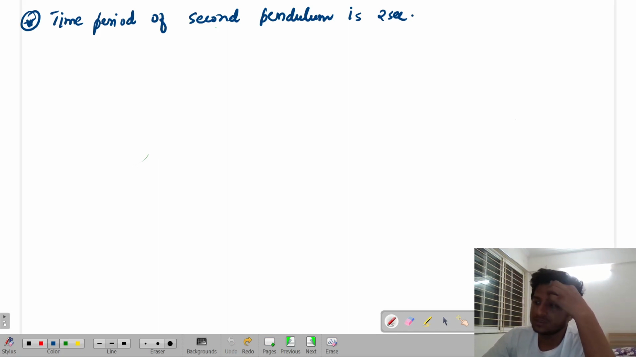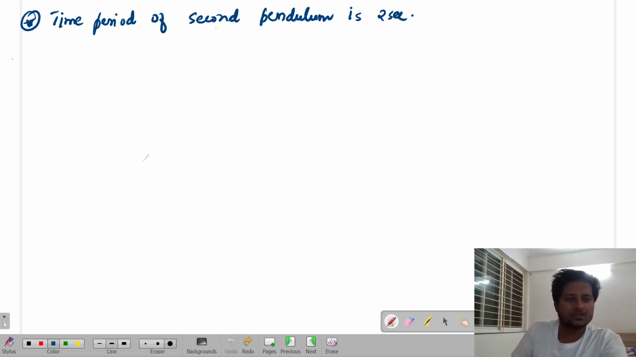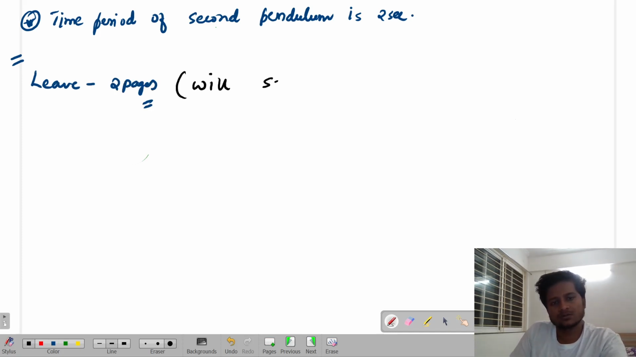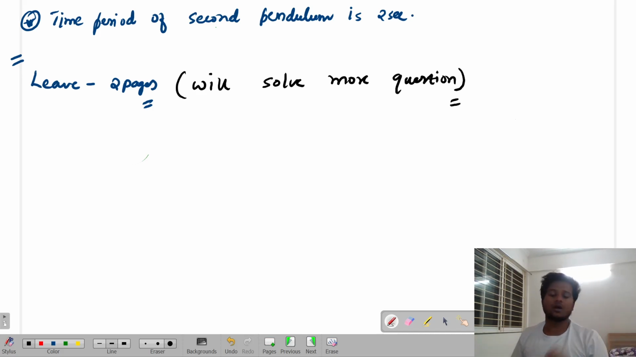Okay, so this was all the cases. You leave after these 2 pages. How many pages? When your exams will be completed, we'll solve more questions related to this. Okay, 2 pages, 1, 2, 3, 4. Okay, and then we'll do that.